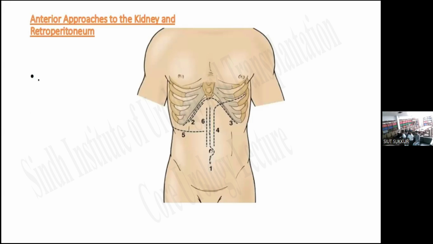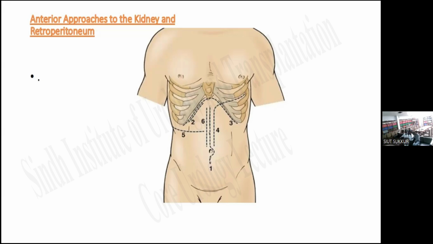The anterior approach reaches the kidneys and the retroperitoneum. In this diagram, there are various incisions that have been marked. Would anyone like to name these incisions? Number one is the midline incision, yes, and number two is the Kocher incision, yes, the subcostal.